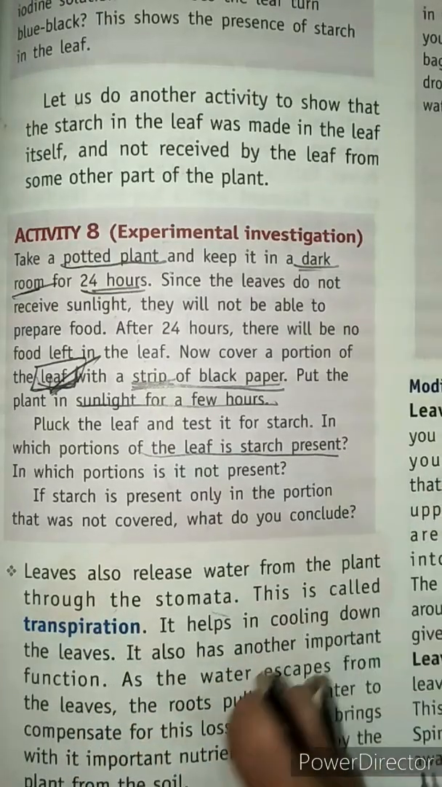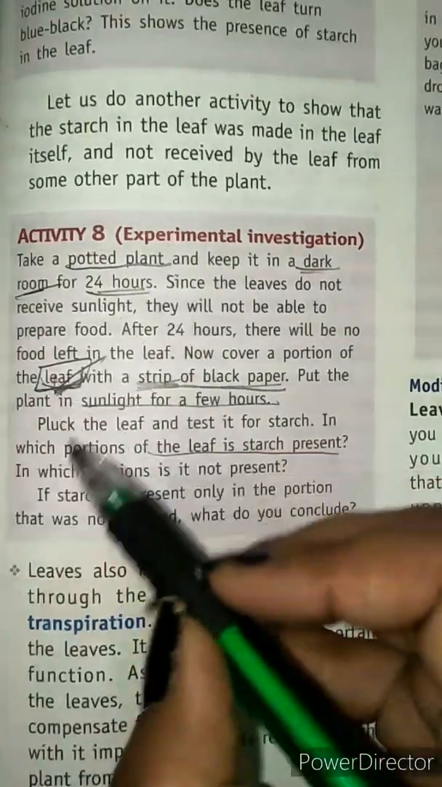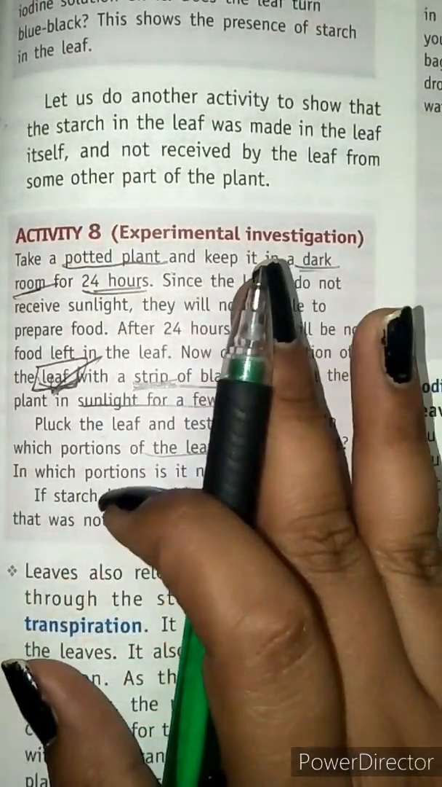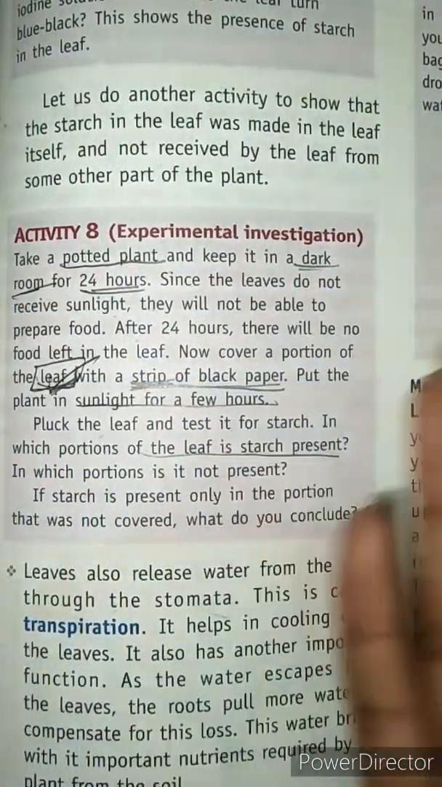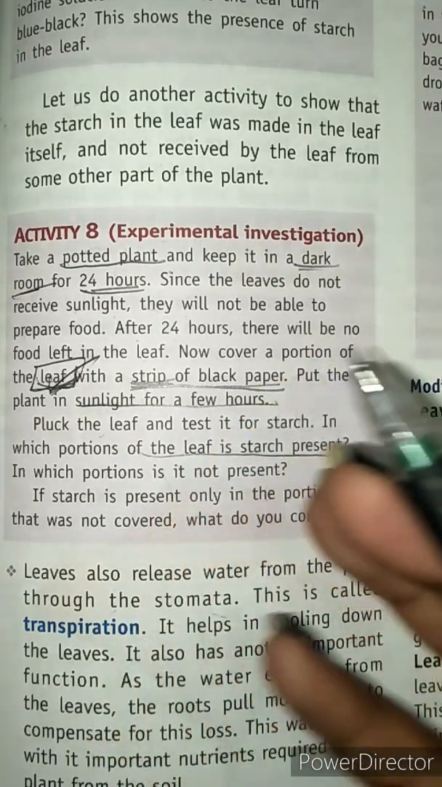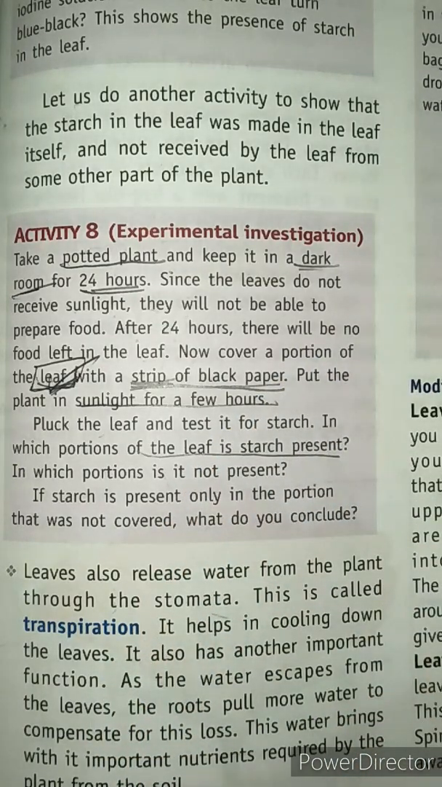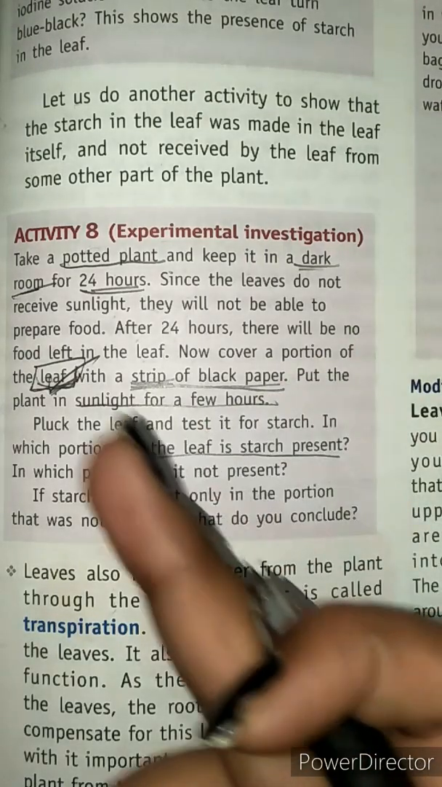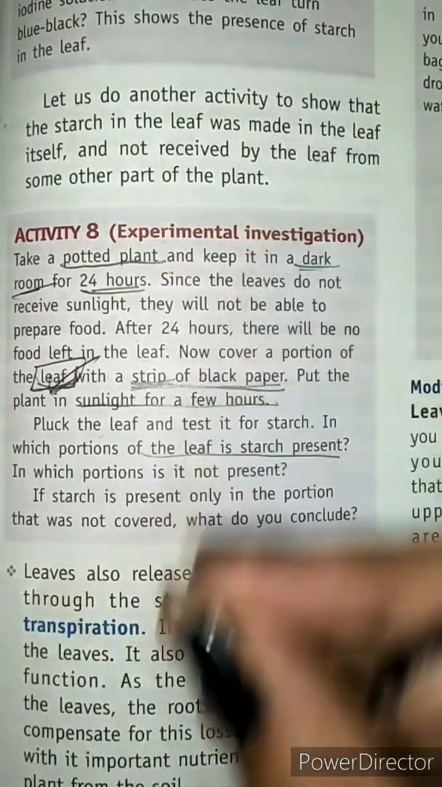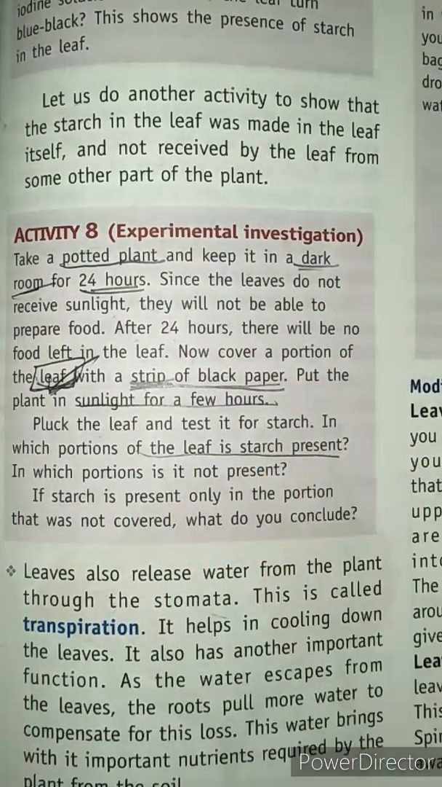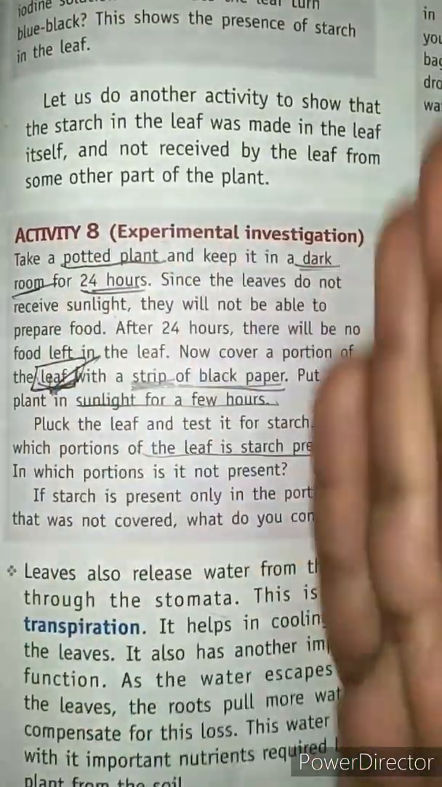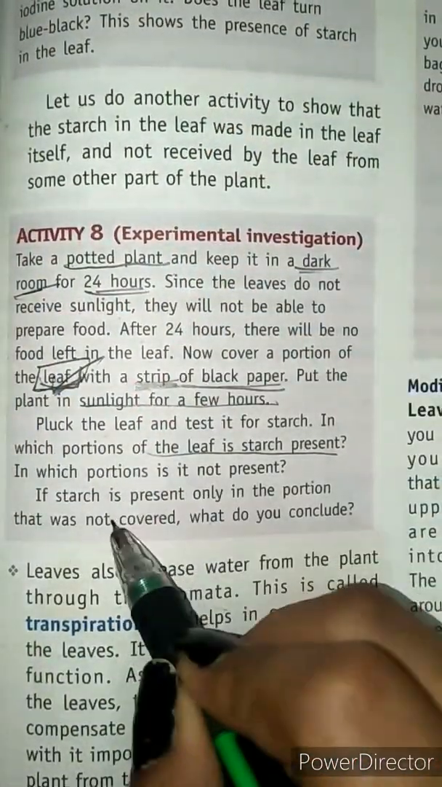So why did this happen? Because the uncovered portion of the leaf got all the necessary requirements that a plant needs to prepare its own food, for the process of photosynthesis. Like sunlight and air. So these things were got only by the uncovered portion of the leaf.